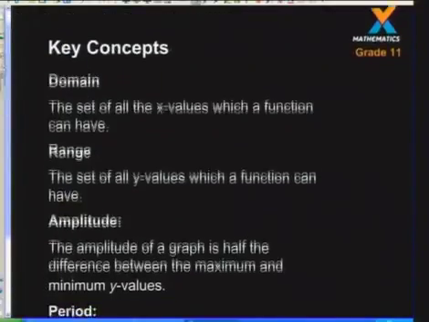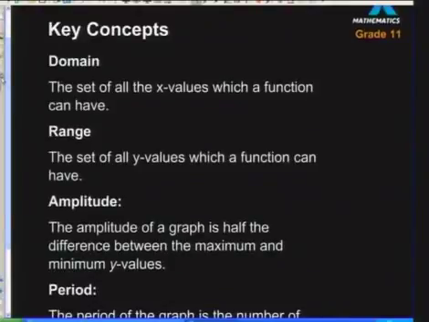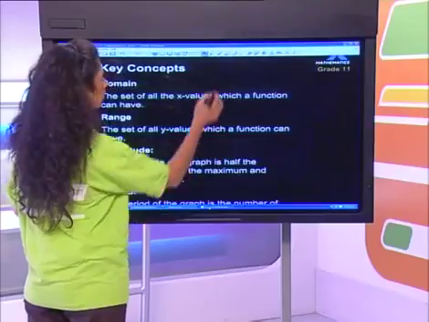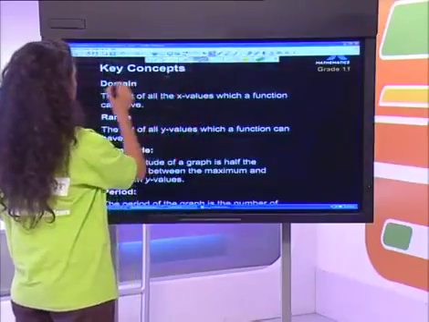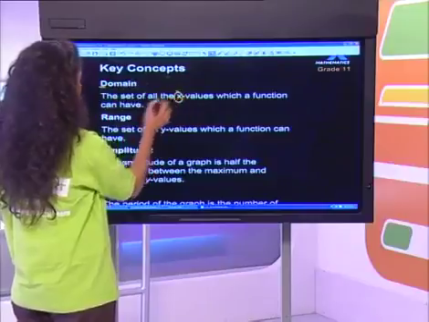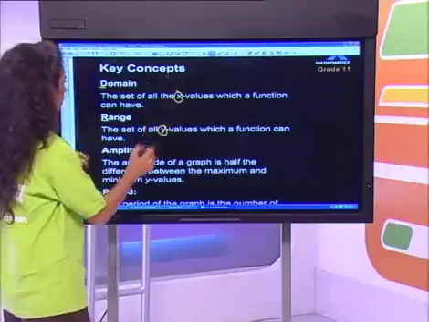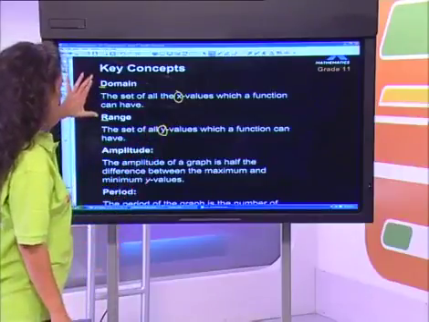What are the key concepts? And you've heard these words before, so just to revise them, domain is the set of all the x values which a function can have. And in terms of trigonometry, we're looking at how many degrees a function can take on. The range is a set of all y values which a function can have. So domain is the x. And if you remember that domain starts with a D, and that stands for our x values. Range starts with an R, and that's for our y values. So x, y, domain range, so that you don't get those 2 words mixed up.